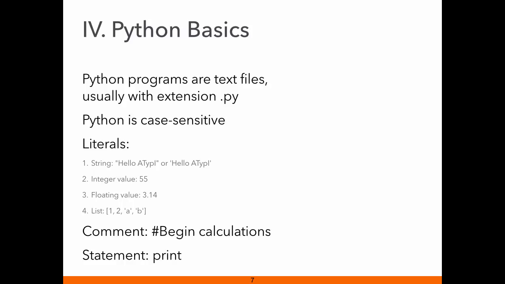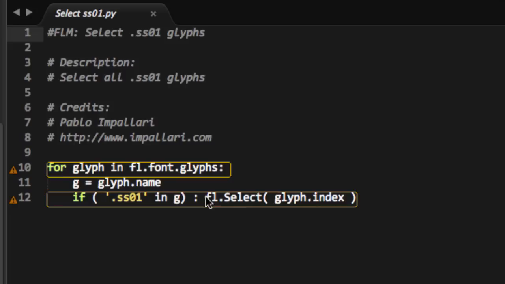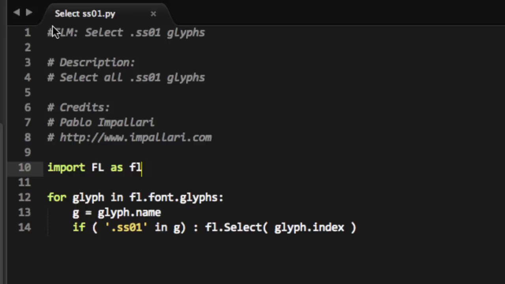Comments are very important. Basically, comments are just a great way to annotate your code. If we look at this macro here, we'll see that these first lines start with the hash character, and Sublime Text neatly makes them gray and italicizes them. So these are comments. In FontLab Studio, there is a special kind of comment, and that's the first line.